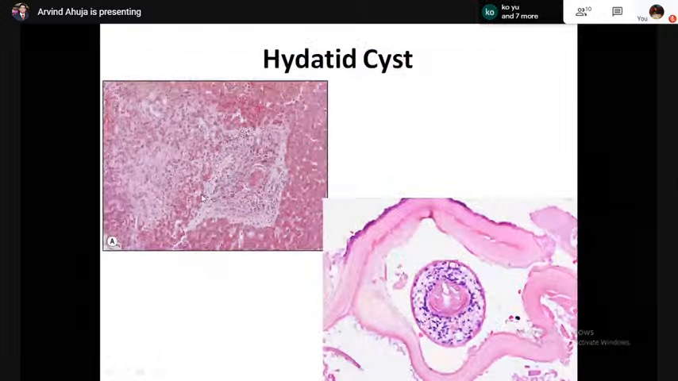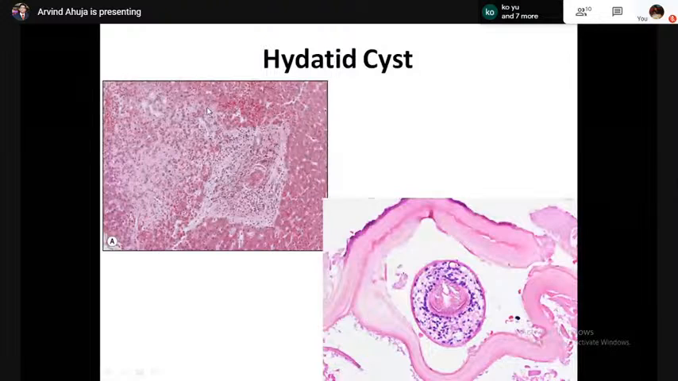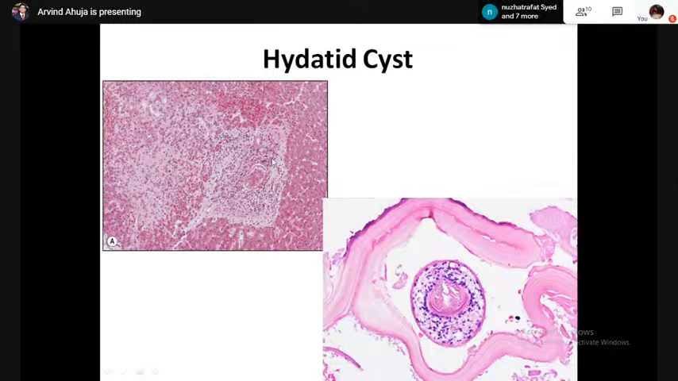Sometimes, or often, hydatid cyst can also be seen in the liver. This is a low view showing that there is one scolex of the hydatid, which is seen here with surrounding inflammatory response. These are the hepatocytes, and this is a high view showing lamellated membranes and scolex of hydatid. So hydatid can also be found in the liver.